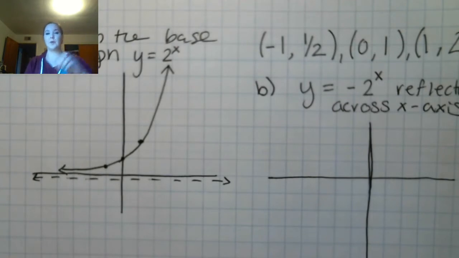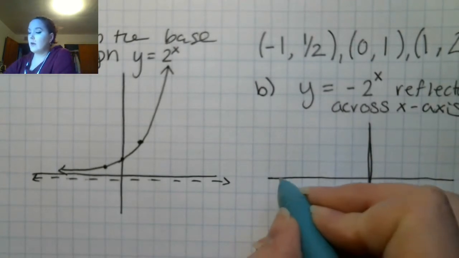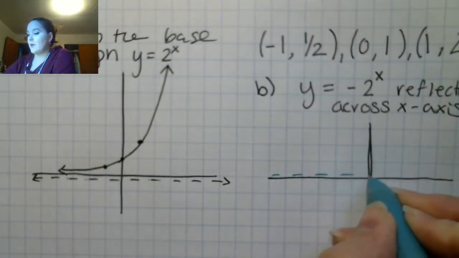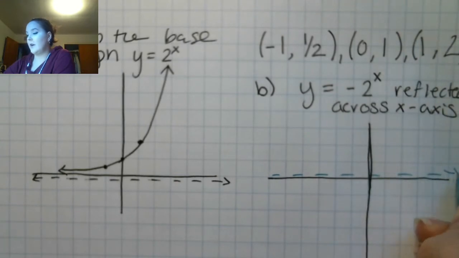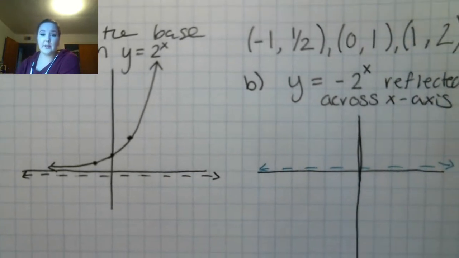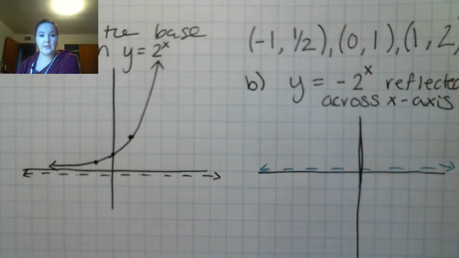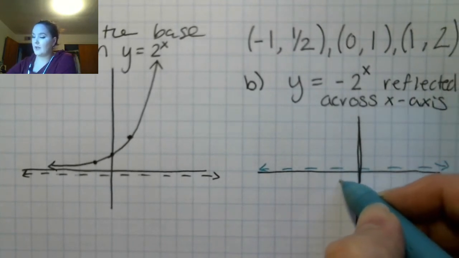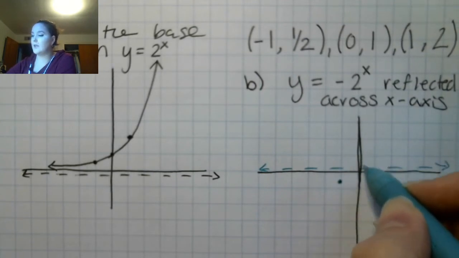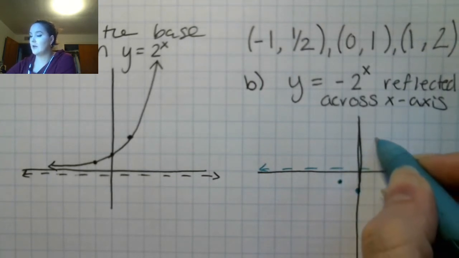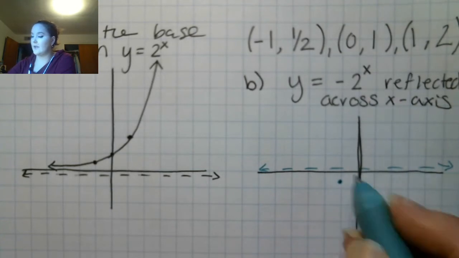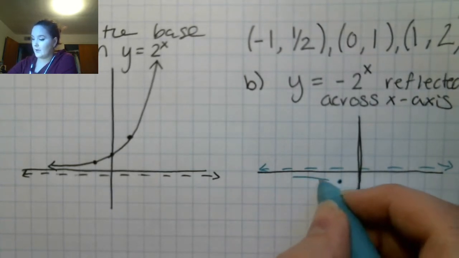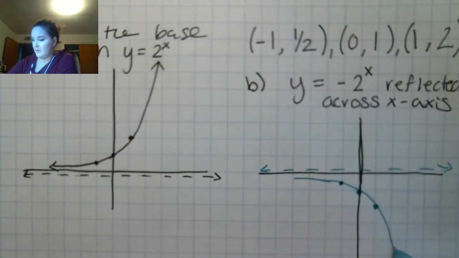Okay, so just like before, we are going to have this horizontal asymptote along the x-axis. It is reflected, but it doesn't look any different when it's reflected. So we're going to take this point and reflect it down here. We take this point and reflect it down here, and this point reflects down here. And then we're going to draw the graph like this.